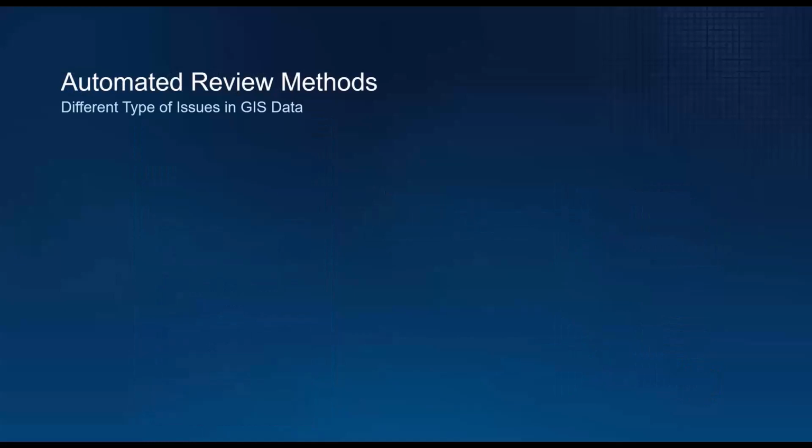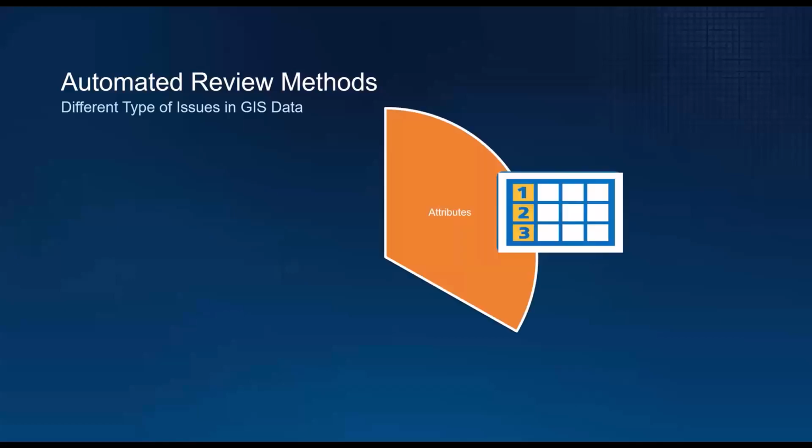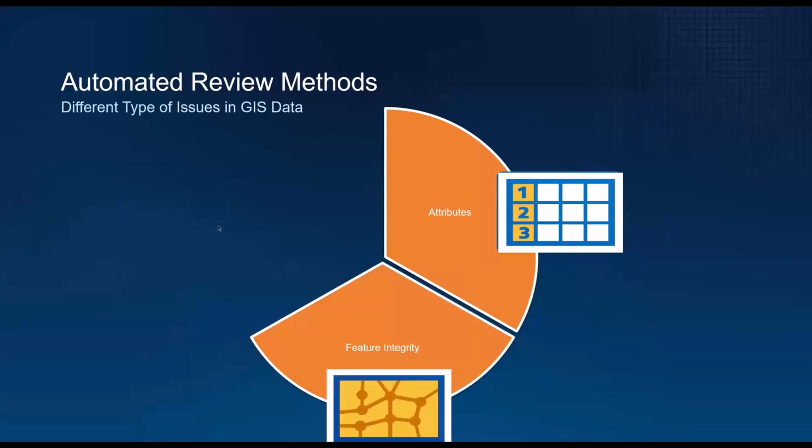Data Reviewer has a whole host of review methods that assess different aspects of a feature's quality. This can include a series of capabilities that look at the attribution of a feature, for example, finding features that have null attribute values or invalid combinations of attribute values. There are also a series of checks that look at a feature's integrity, finding out if it contains, say, null geometries, or whether it's too large or too small given our needs.